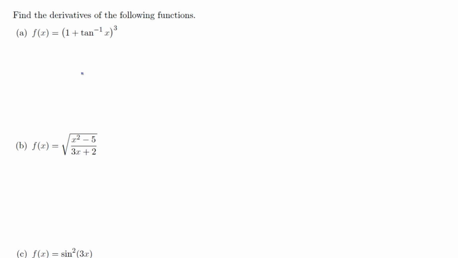Find the derivatives of the following functions. In part A, our function is (1 plus tangent inverse x) cubed. If we think everything inside is u, it's like u cubed. By the power rule, the derivative is 3u squared, but this is not simply x, it's more than x, so times, from the chain rule, u prime. That means the derivative of u.